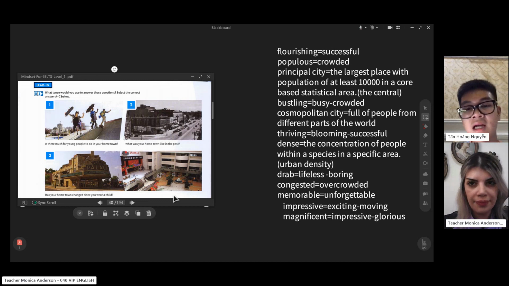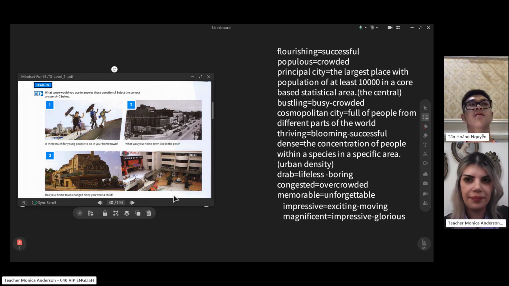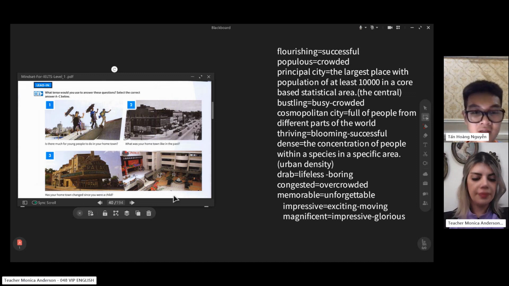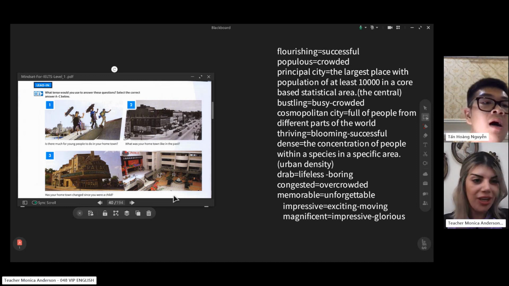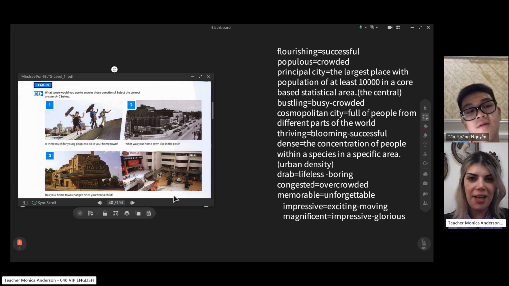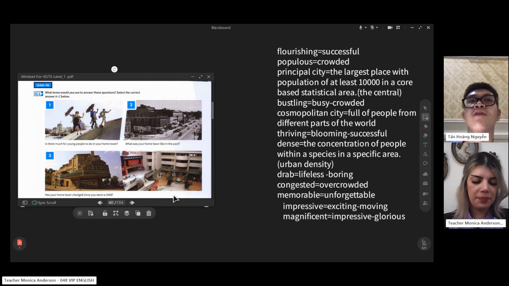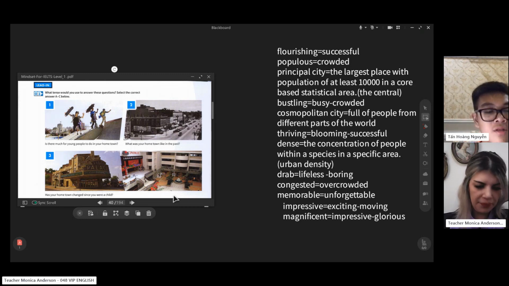It isn't as modern as the city, but it still has some buildings. Residential constructions, residential area. So we don't say building. It still has a lot of residential construction.